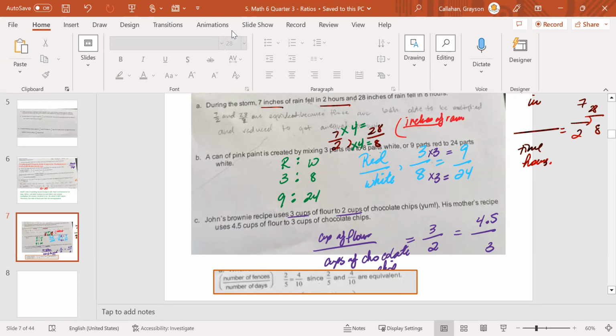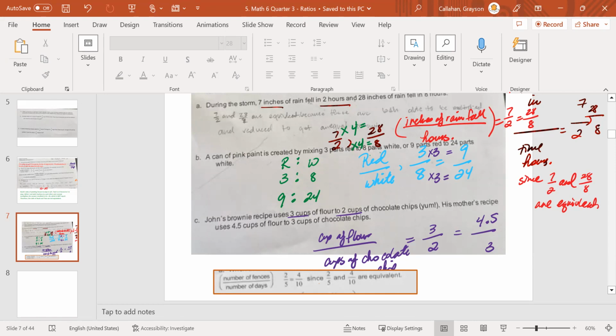Inches of rainfall, right? On the bottom, you could put hours, right? Equals 7/2 equals 28/8. And you can say something like, since 7/2 and 28/8 are equivalent. Does that make sense? Okay, so just use exactly how she used it.